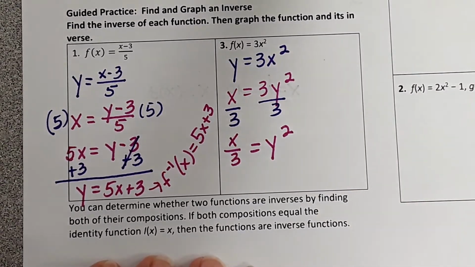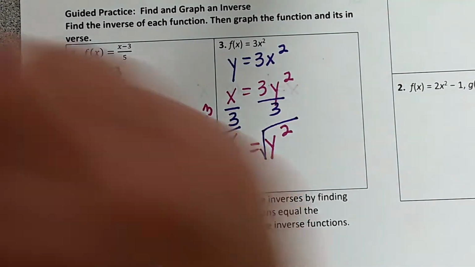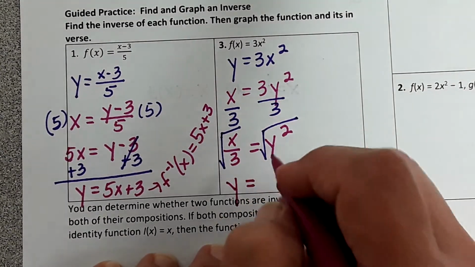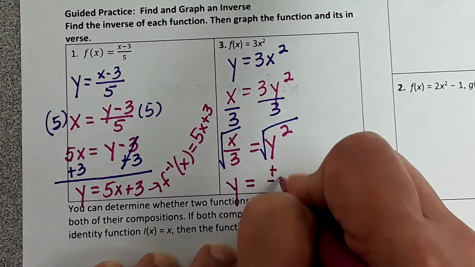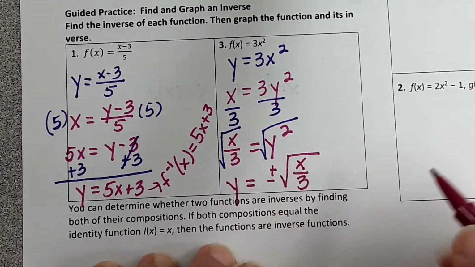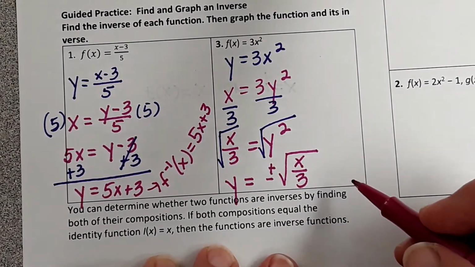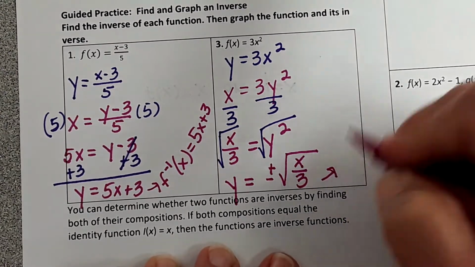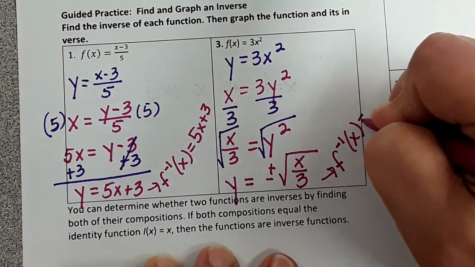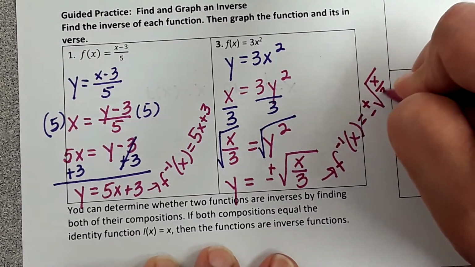Now we're going to do what? We're going to take the square root of both sides. And you know we're not done, right? Because we have to write it in inverse function notation, which is f to the negative 1 of x equals plus or minus the square root of x over 3.